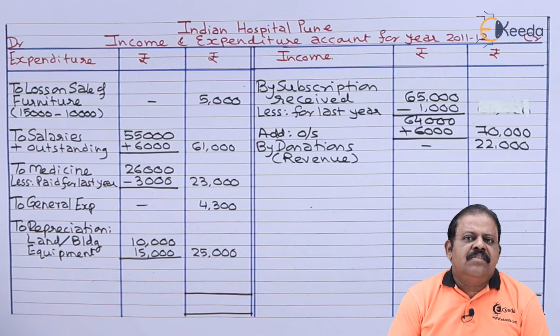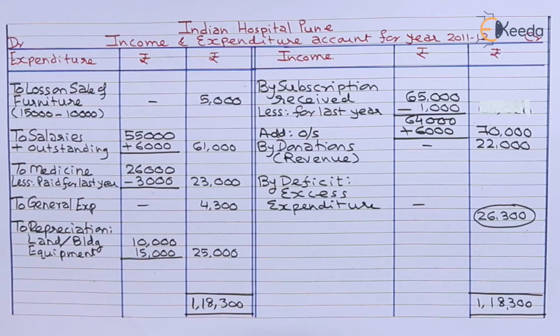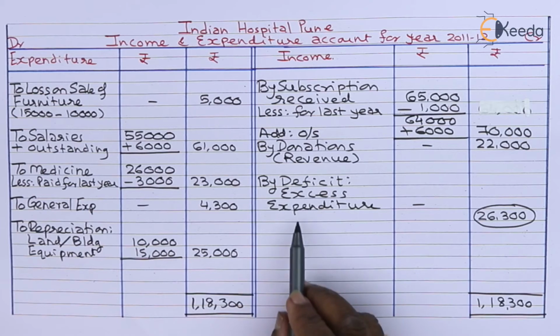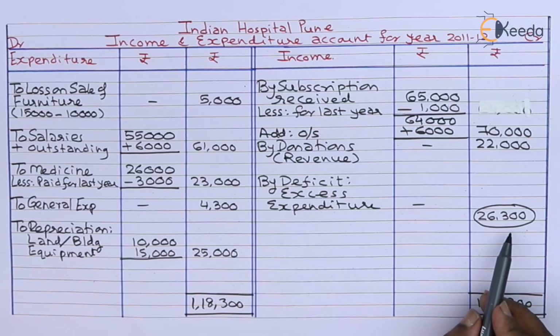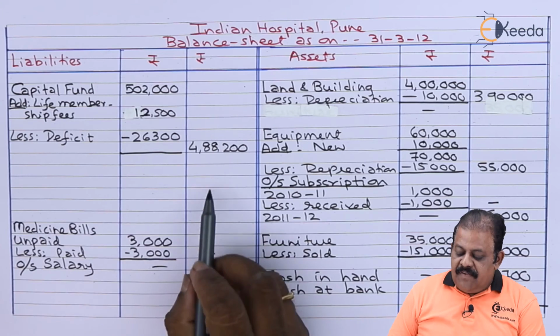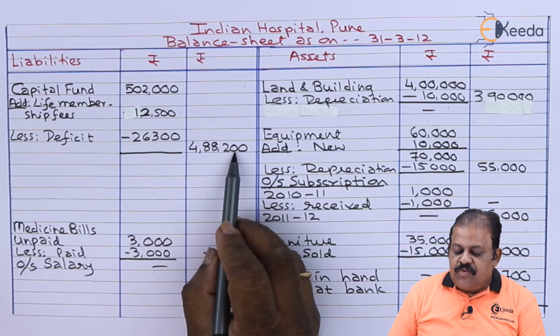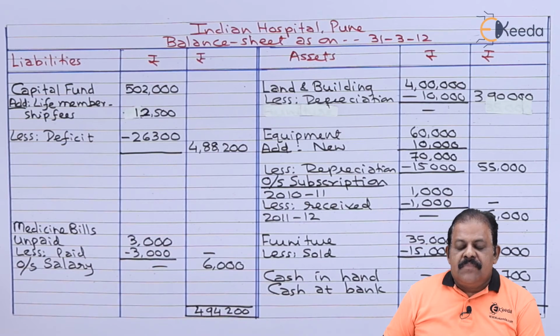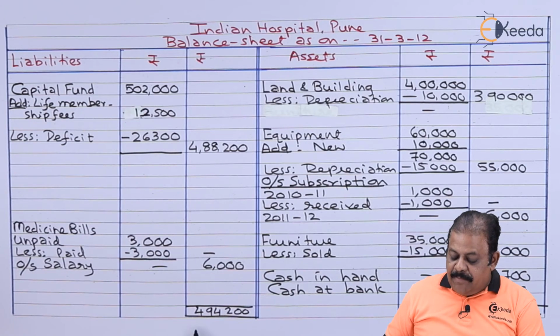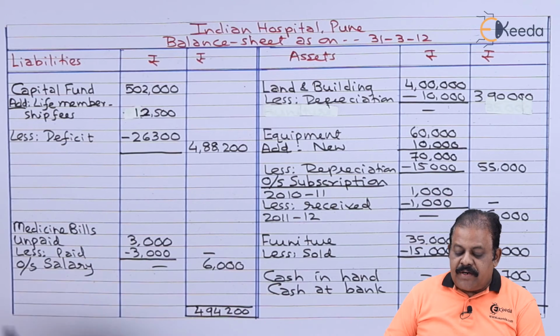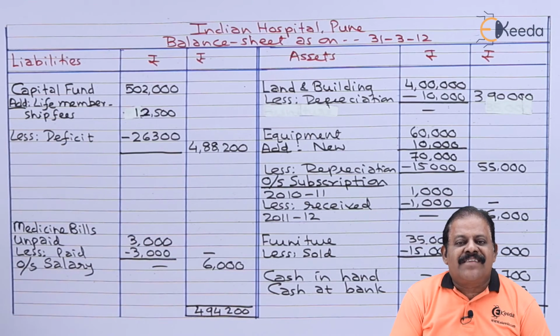Let us close first income and expenditure account and then balance sheet. We have closed income and expenditure account. We are getting balancing figure on credit side. It indicates excess of expenditure over income, that is deficit. This will be deducted from capital fund on liability side. Capital fund we got closing 4,88,200. Total of asset side is 494,200, which is equal to liability side total 494,200. It means balance sheet is tally.